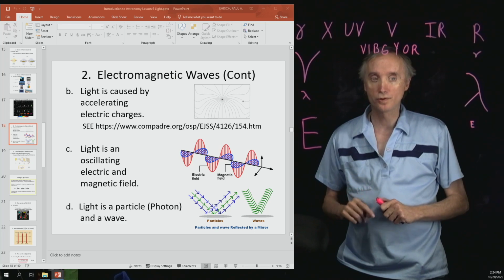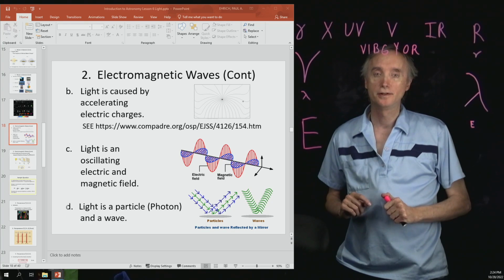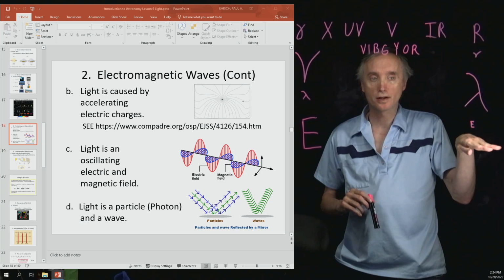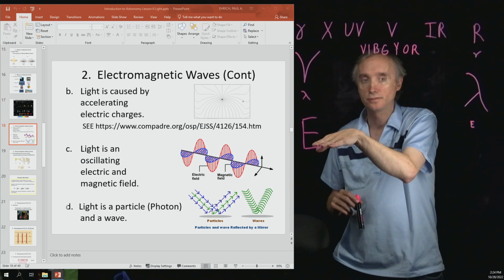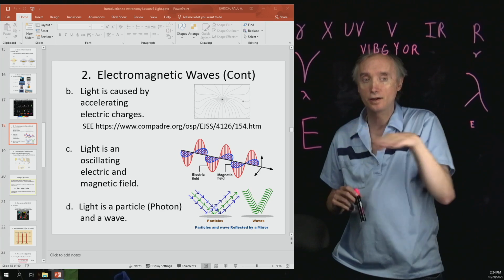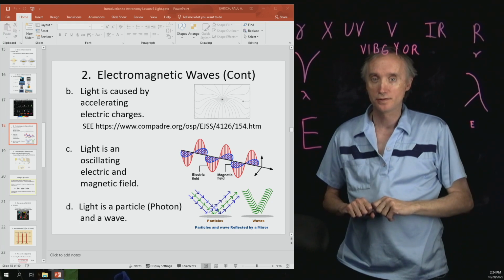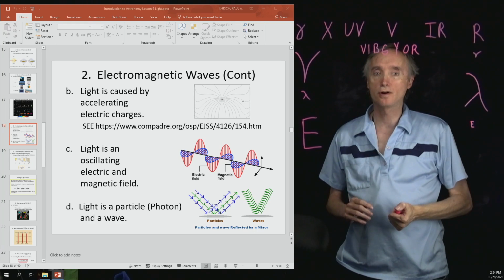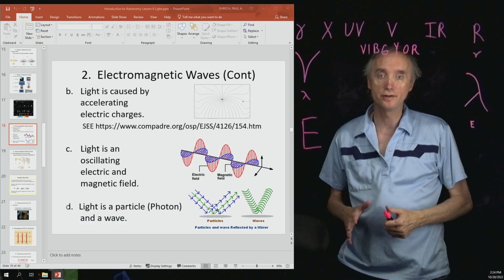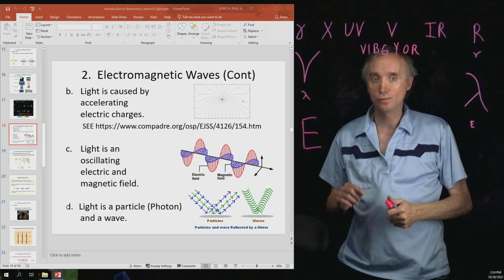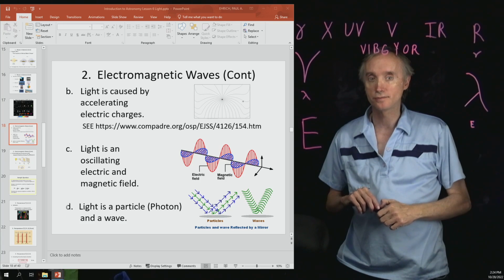So you should know what the word acceleration means. When something is moving at a constant speed and then it goes faster, it's accelerating. So when an electric charge, either a proton or a neutron, accelerates, that's what produces light.